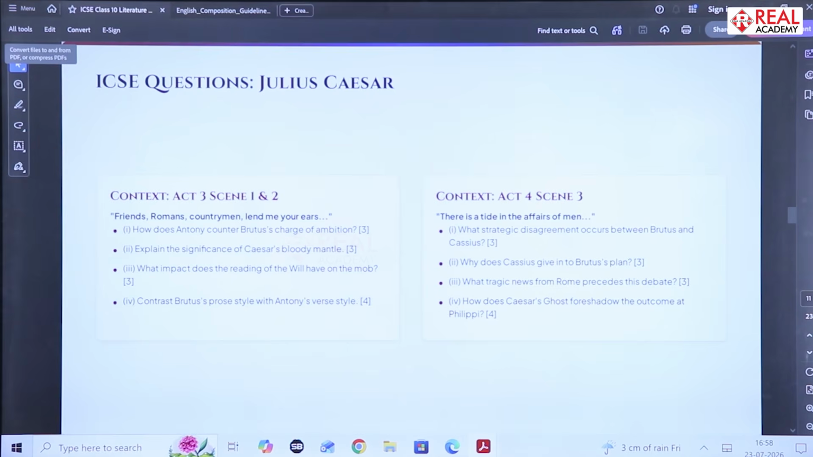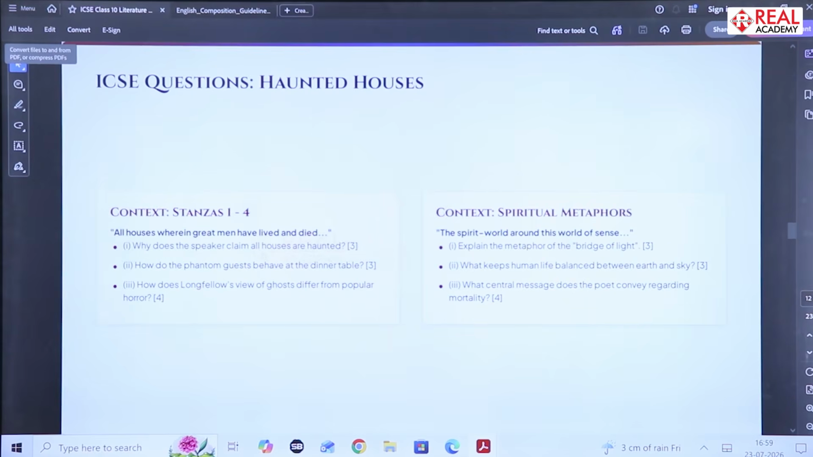Act 4, Scene 3, "There is a tide in the affairs of men." What strategic disagreement occurs between Brutus and Cassius? Why does Cassius give in to Brutus' plan? What tragic news from Rome precedes this debate? How does Caesar's ghost foreshadow the outcome at Philippi?